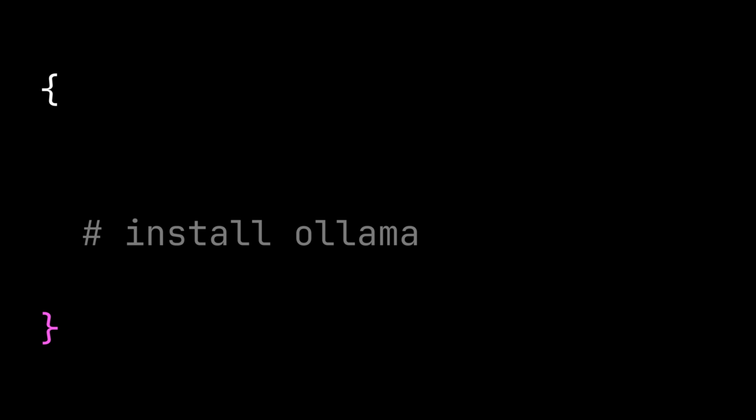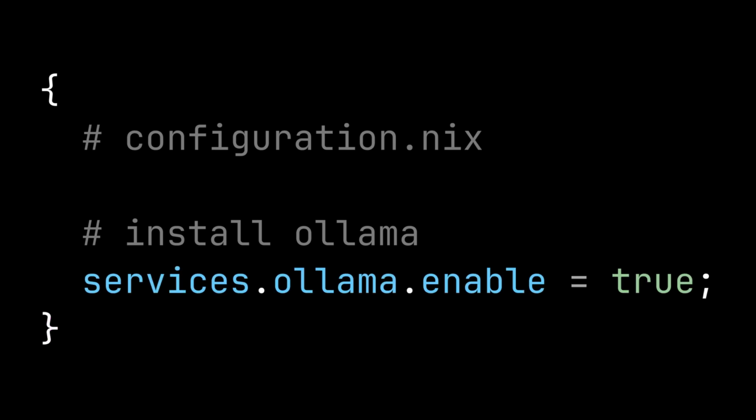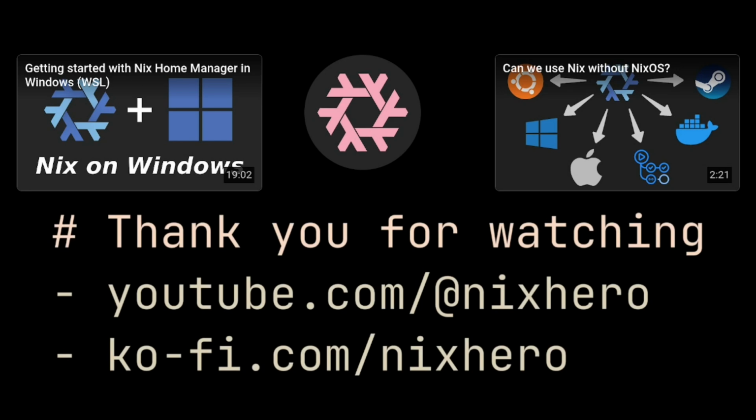First, let's install Ollama. In your NixOS configuration file, set services.ollama.enable to true, then activate the configuration by running nixos-rebuild switch. Now you can run the ollama run command followed by the model name to start chatting. If you don't use a GPU, that's it.